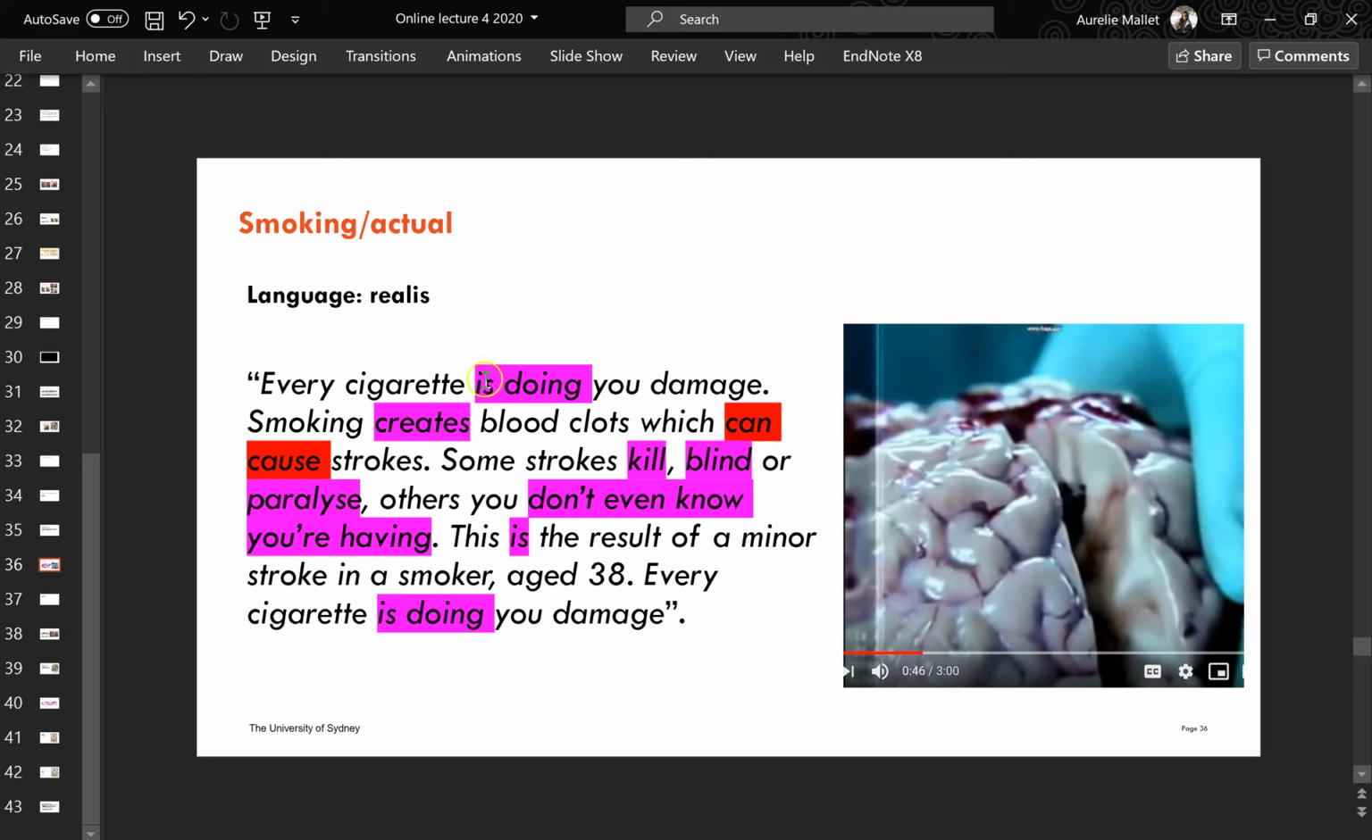So smoking is doing you damage. It creates blood clots. It kills, it blinds, it paralyzes. Sometimes you don't even know you're having it. This here is a result of a minor stroke. Every cigarette is doing you damage. It's realis. It's what is happening. And in the pink and the red here, this is talking about what is possible, but overall it's focusing on what is and what has happened.